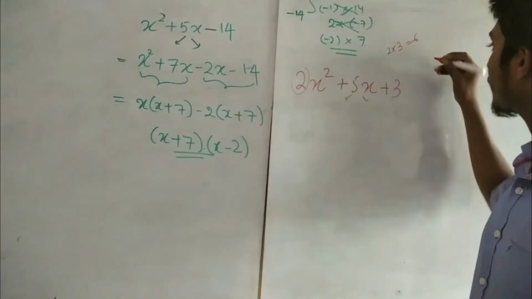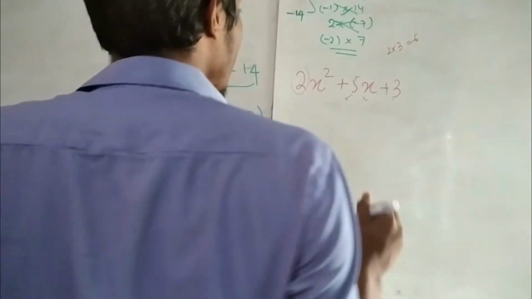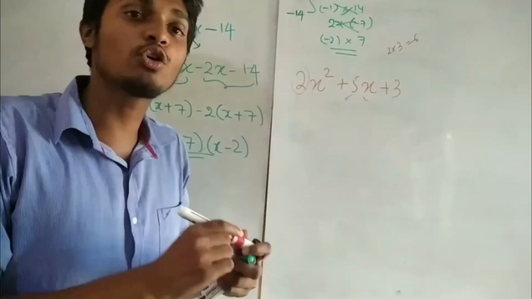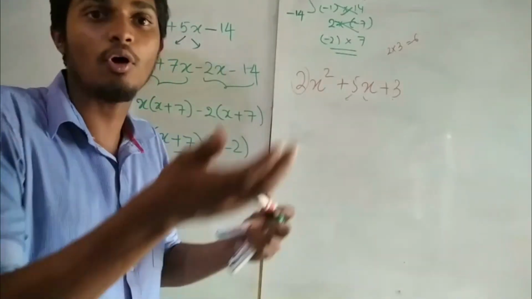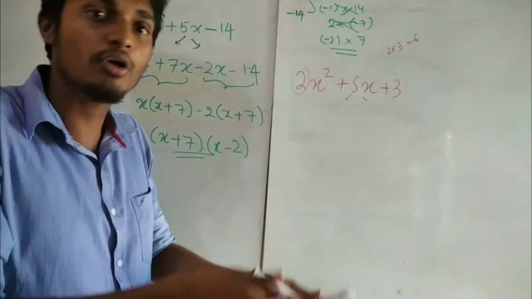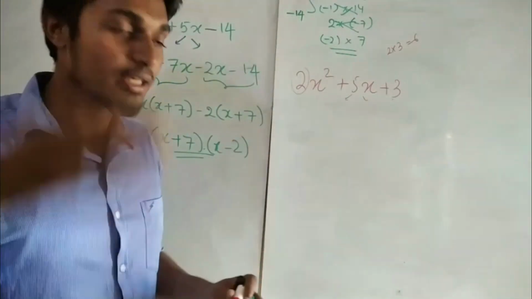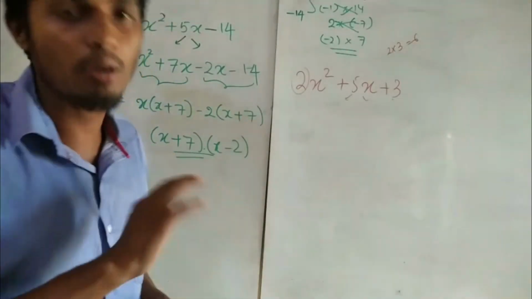Now what are the factors of 6? If you want to write 6 as a kind of a multiple, this can be written as 6 into minus 1, right? Or minus 6 into 1. Or you can write as 3 into 2. Or you can write as 2 into 3. Minus 3 into 2, minus 2 into 3. You have a lot of options.